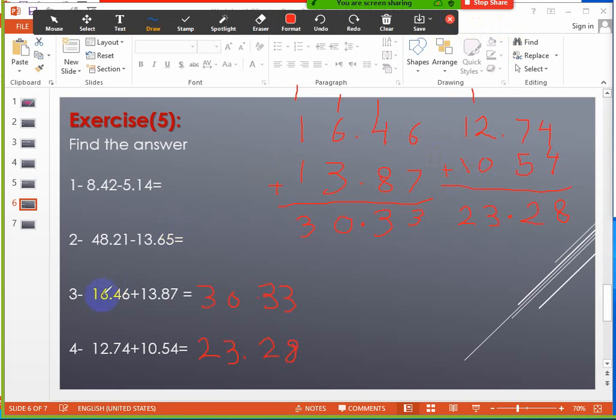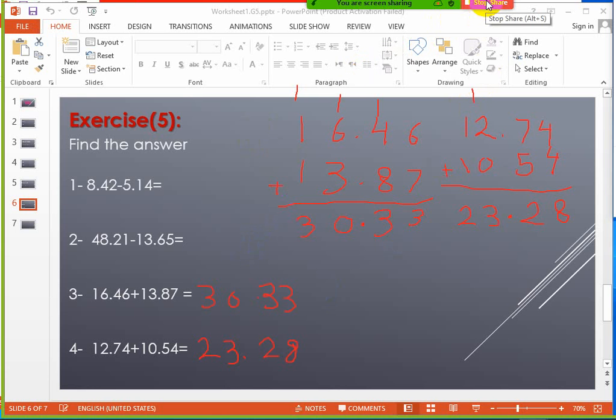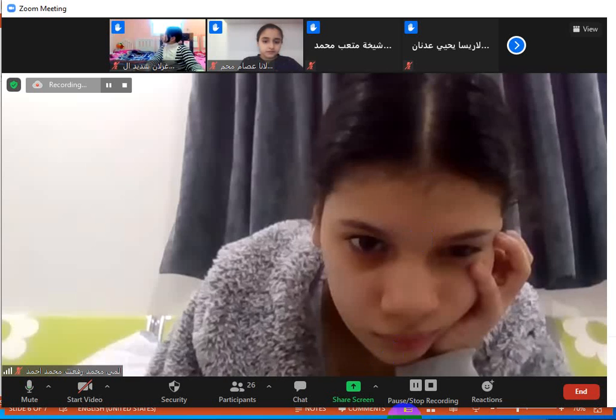So these are the answers for those two exercises, number 3 and number 4. If you wrote it, please type 1 in the chat when you finish, girls, to move to worksheet 2. Okay, now let's move to worksheet 2.